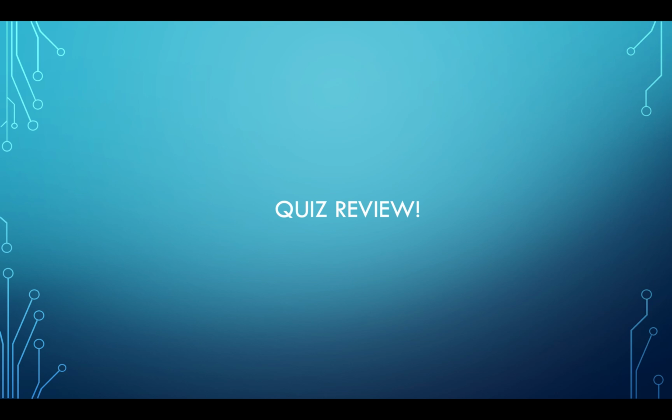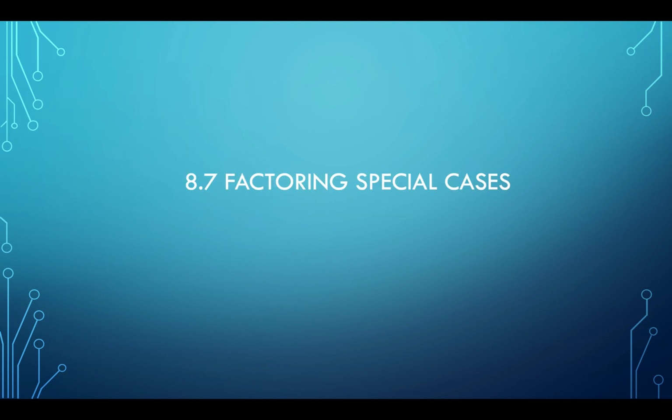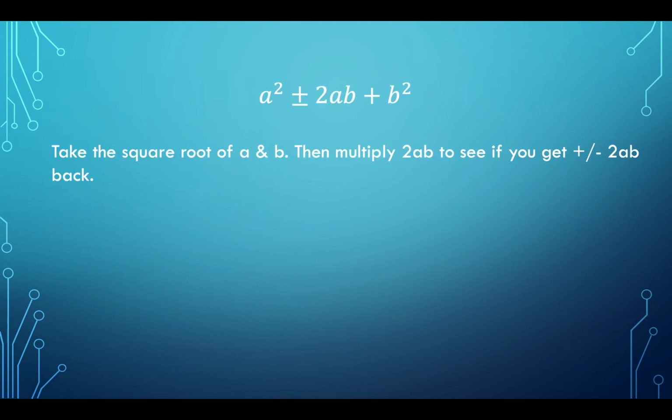So now we're going to do our quiz review. In 8.7, we had factoring special cases. In this problem, we have a squared plus 2ab plus b squared. This symbol right here is the plus or minus symbol, so I just rewrote it like this, so we can have the problem a squared plus 2ab plus b squared, or we can have a squared minus 2ab plus b squared.